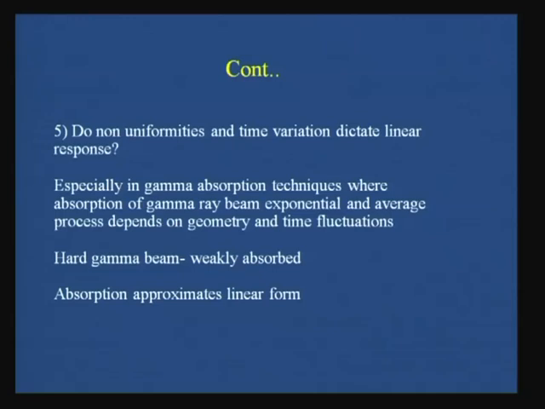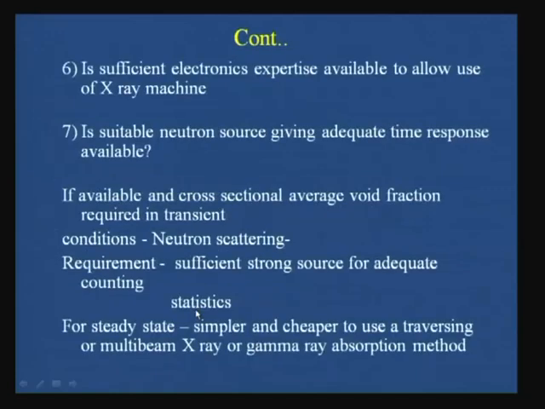If it is a radiation attenuation technique, the only thing is to use a hard gamma source, as I have said, which is weakly absorbed. When it is weakly absorbed, naturally absorption approximates the linear form. This is the only thing that can be used under this particular condition.